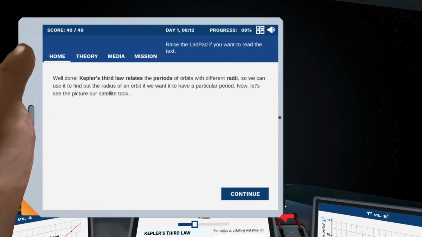Well done! Kepler's third law relates the periods of orbits with different radii, so we can use it to find out the radius of an orbit if we want it to have a particular period.